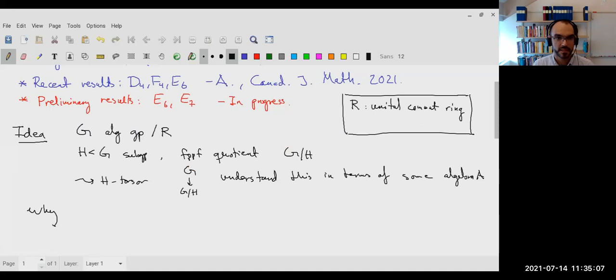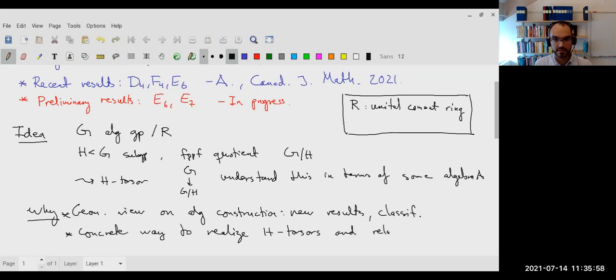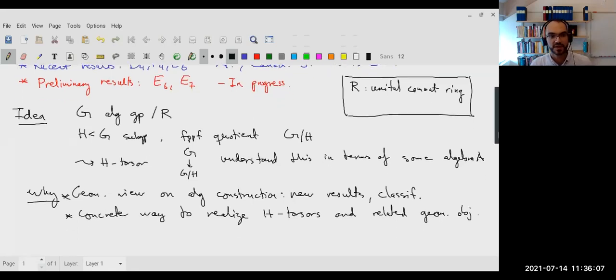So why do we do this? Well, it goes in two directions. First of all, there are a bunch of algebraic constructions on non-associative algebras that get a new sense thanks to this. So this gives a geometric view on algebraic constructions. And it's not just a view, it gives you new results and classifications in terms of cohomology. And conversely, using algebras gives you a concrete way to realize H-torsors and related geometric objects.